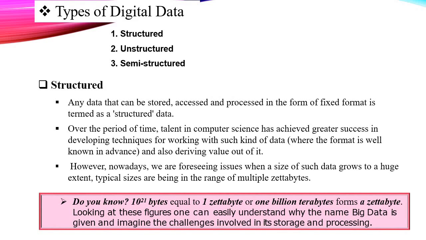So, types of digital data or big data. Data can be structured data, unstructured data, or semi-structured data. Any data that can be stored, accessed, and processed in the form of a fixed format is termed structured data. Over a period of time, talent in computer science has achieved greater success in developing techniques for working with such kind of data, where the format is well known in advance and also the range of values is appropriate.